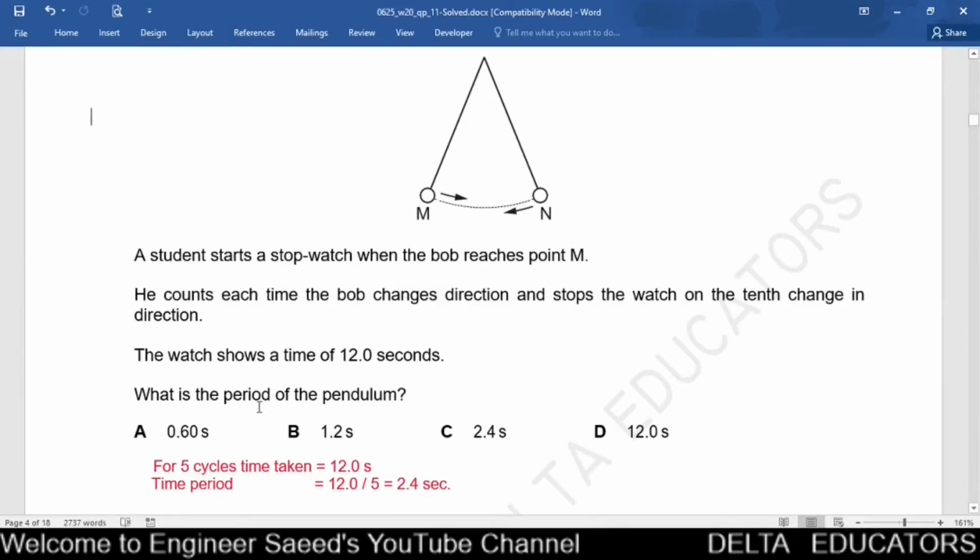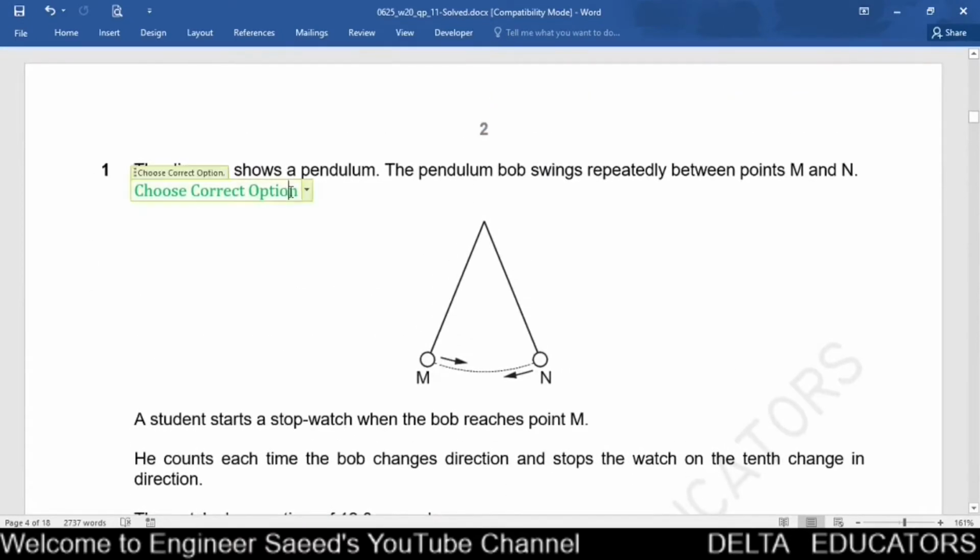Now what is time period? What is period of the pendulum? It is the time taken by one cycle. So time period will be equal to this 12 seconds divided by 5 cycles, we will get 2.4 seconds. So the time period or period of the pendulum is 2.4 seconds. 2.4 seconds is given in option C. So correct option will be option C.